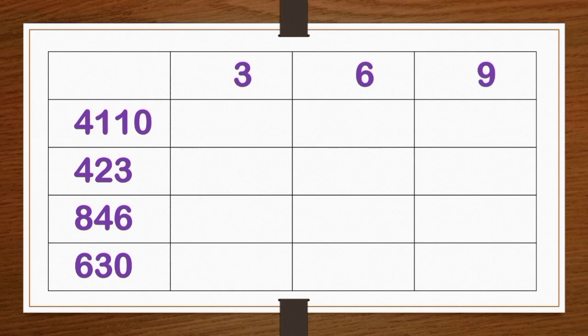The given numbers are 4,110, 423, 846, and 630. You are given 30 seconds to answer this. Your time starts now. Go! Time's up, children. Let us check now your answers.